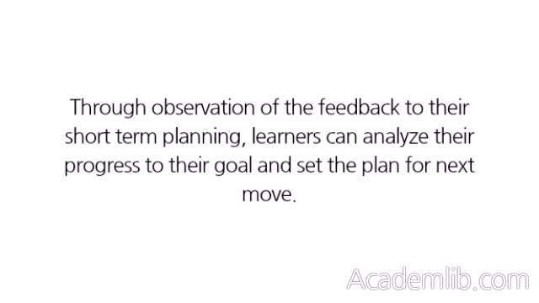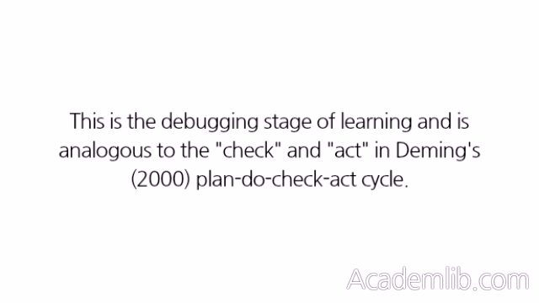Through observation of the feedback to their short-term planning, learners can analyze their progress toward their goal and set the plan for the next move. This is the debugging stage of learning and is analogous to the check and act in Deming's 2000 plan-do-check-act cycle.